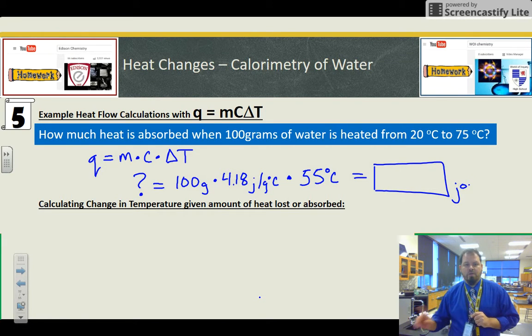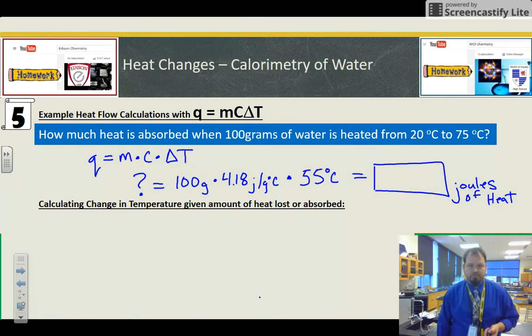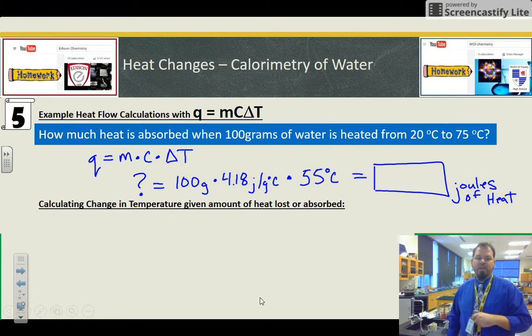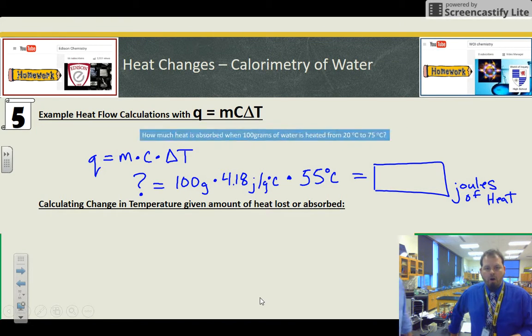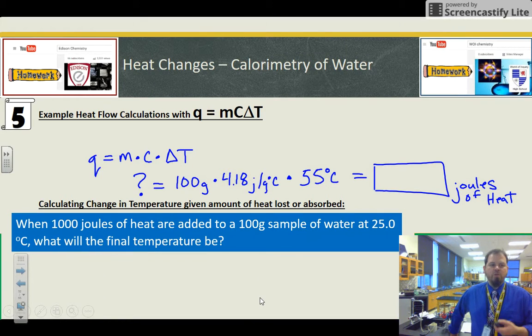And the grams cancel, the Celsius cancels, leaves me in joules. Very good. And ask you about a different part of that equation. We can give you the amount of heat and the mass and ask what the final temperature would be. This is a 2-step problem.